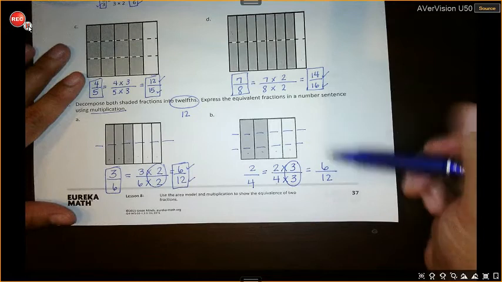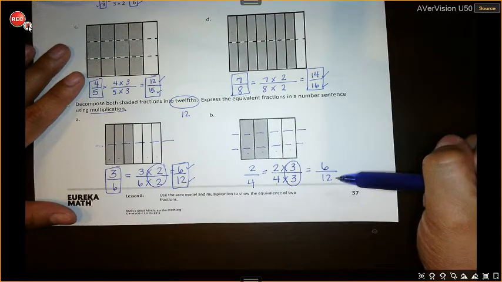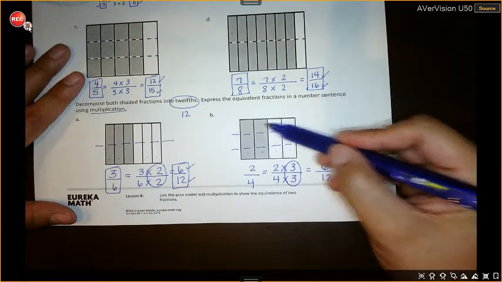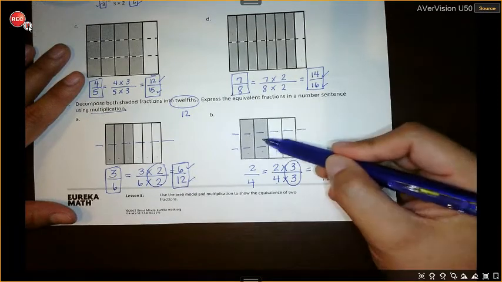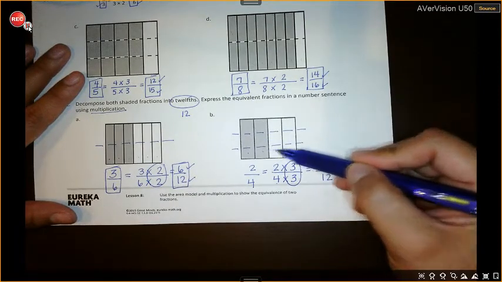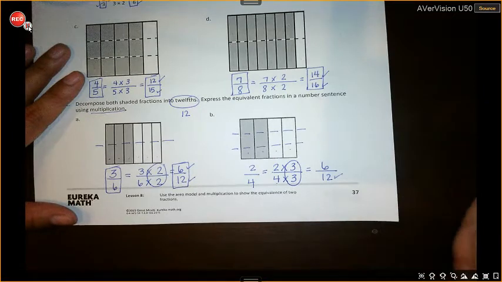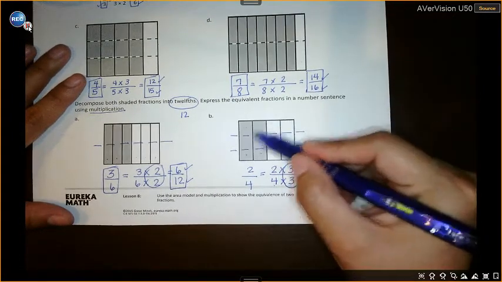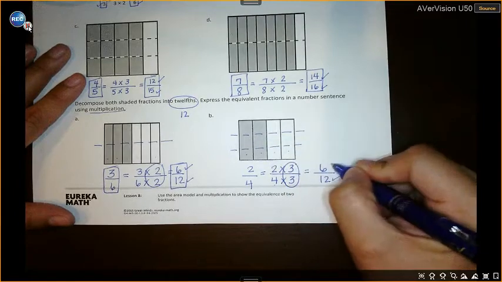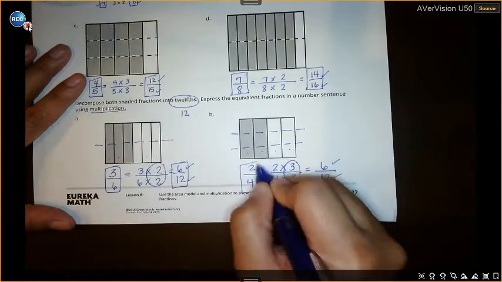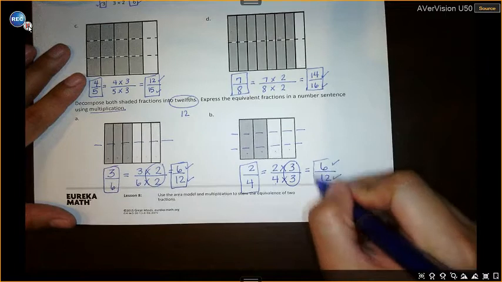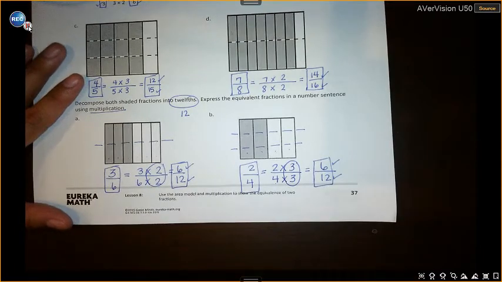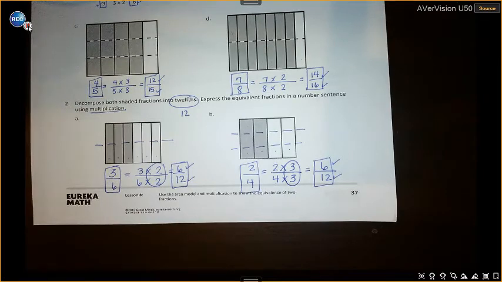Now let's confirm to see if we have 12 as the total number of equal parts. 1, 2, 3, 4, 5, 6, 7, 8, 9, 10, 11, 12. Yes. Let's verify to see if there are 6 shaded. 1, 2, 3, 4, 5, 6. That is correct. What do I know about 2 fourths and 6 twelfths? Yes, these 2 fractions are equivalent.